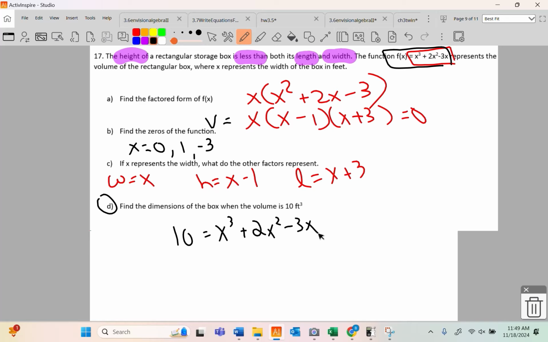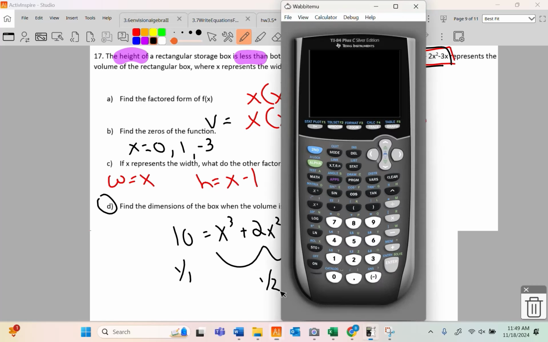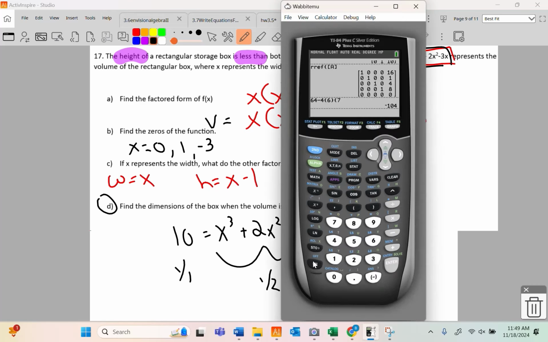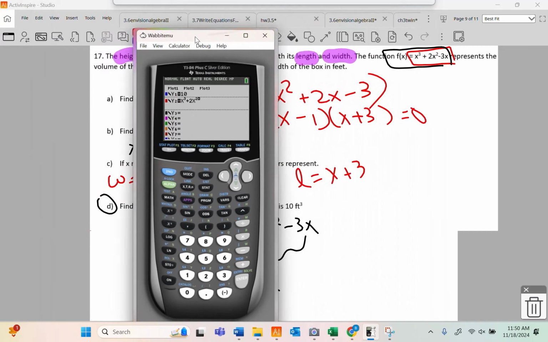Where are you going to put that 10? I'm interested in looking why too. Easiest thing you can do, you just have to know where to put the 10. You can use your factored form or you can use the original equation. You probably use the original equation because you might have factored it wrong.